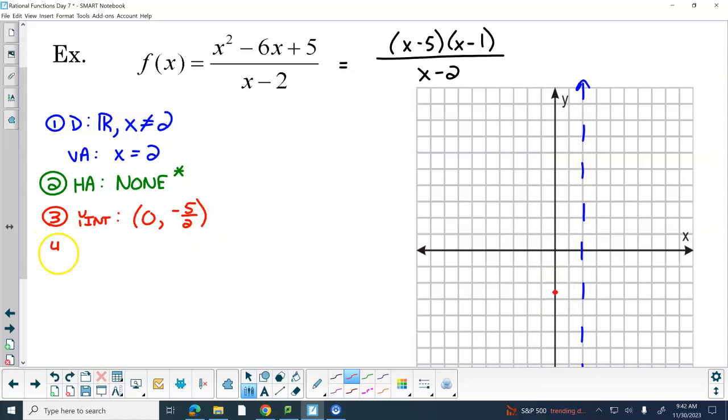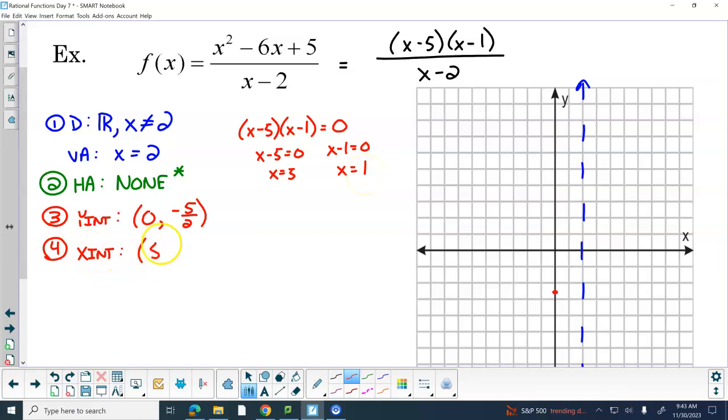My x-intercept, I set the numerator equal to 0. Now I can use the factored part. And I get 2 of them: (5, 0) and (1, 0). 2, 3, 4, and 5. There. Step 5, no holes, nothing factored out.